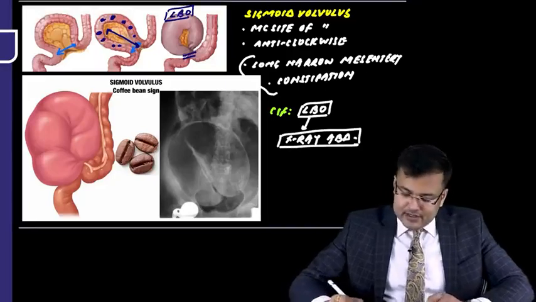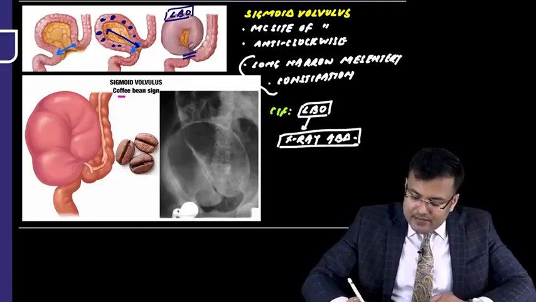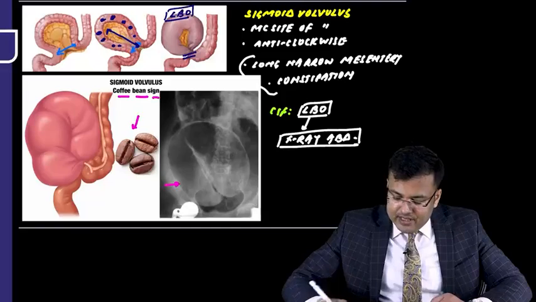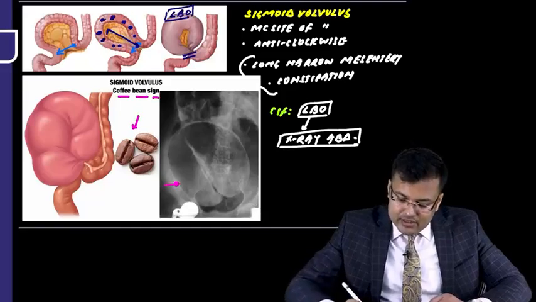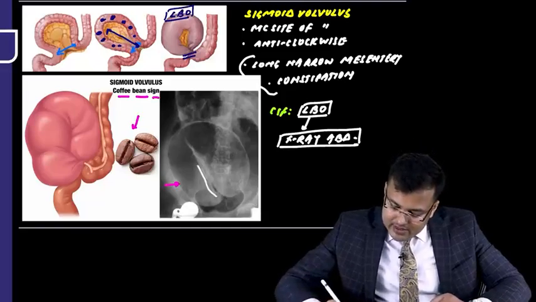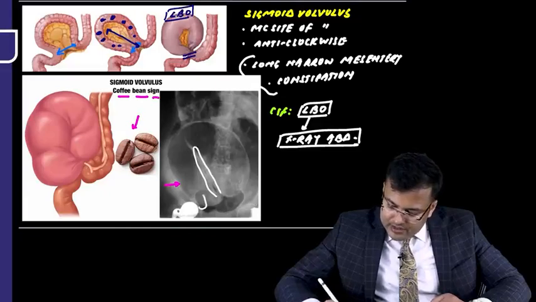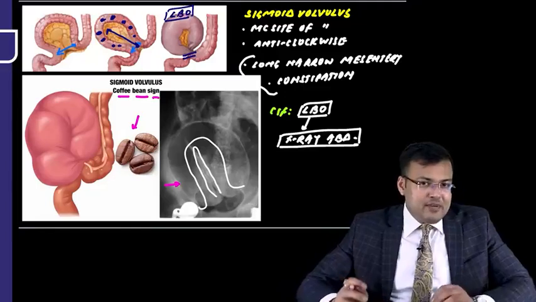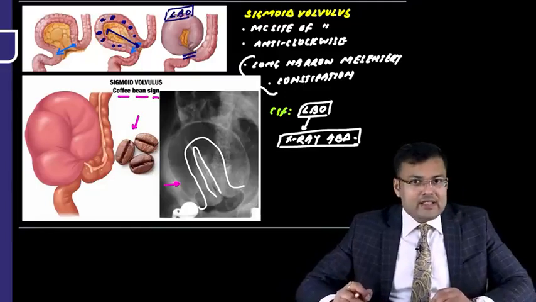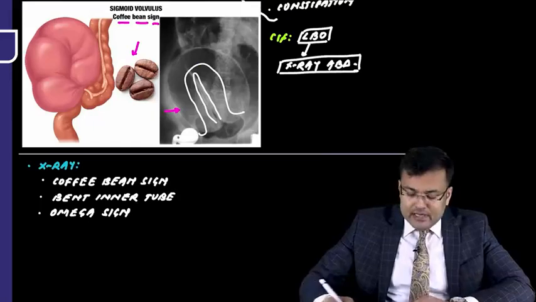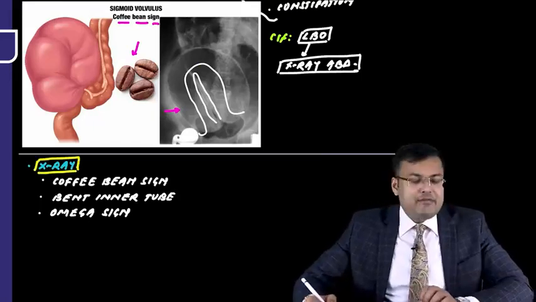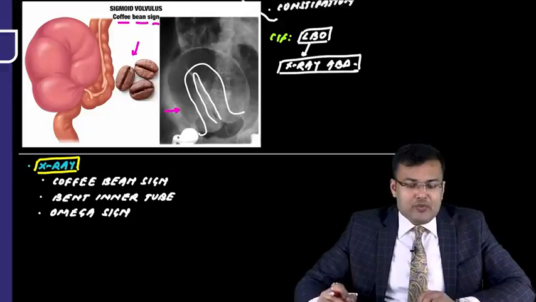So here also investigation of choice for diagnosis is X-ray abdomen, and you can see what the findings are. First, this is known as coffee bean sign. You can see here. So this is also coffee bean sign. Another sign which is important here is bent inner tube, and here you can see this is omega sign. So bent inner tube, omega sign, coffee bean sign, all of these are seen on X-ray. This is a frequently asked image based question on X-ray. What are the signs? Coffee bean sign, bent inner tube, or omega sign.